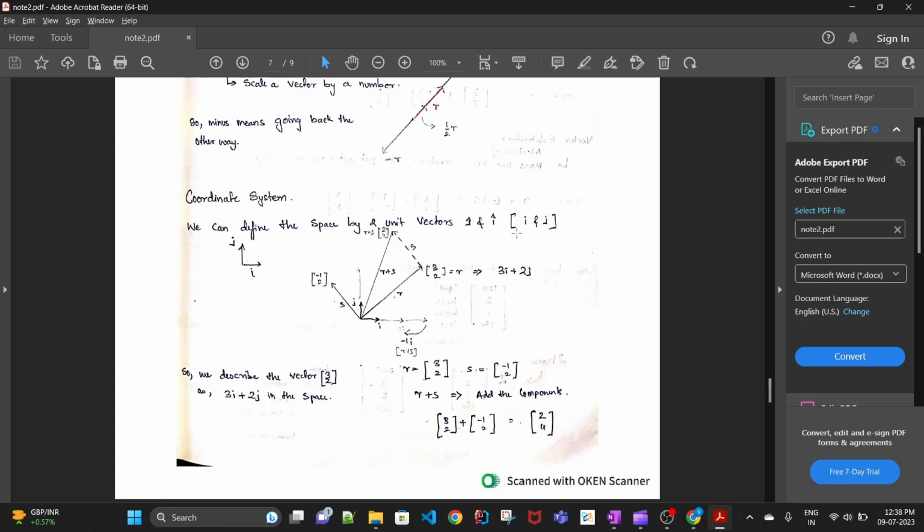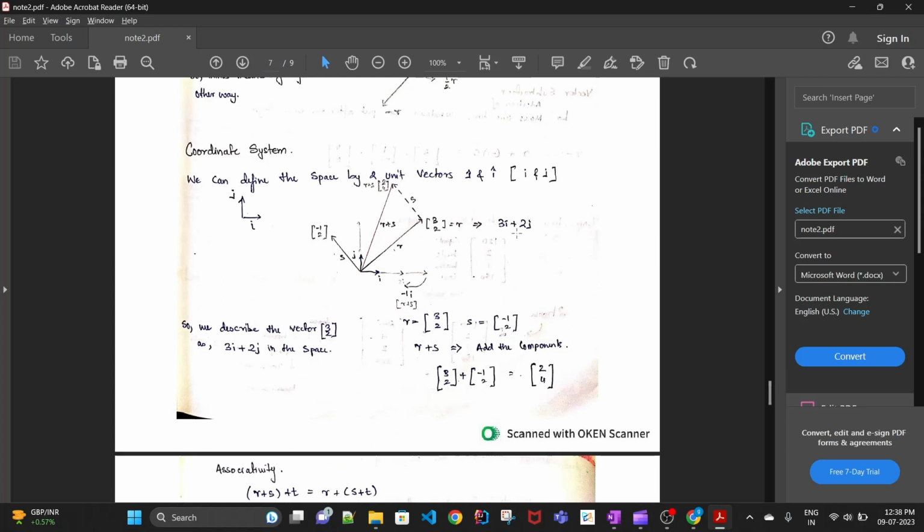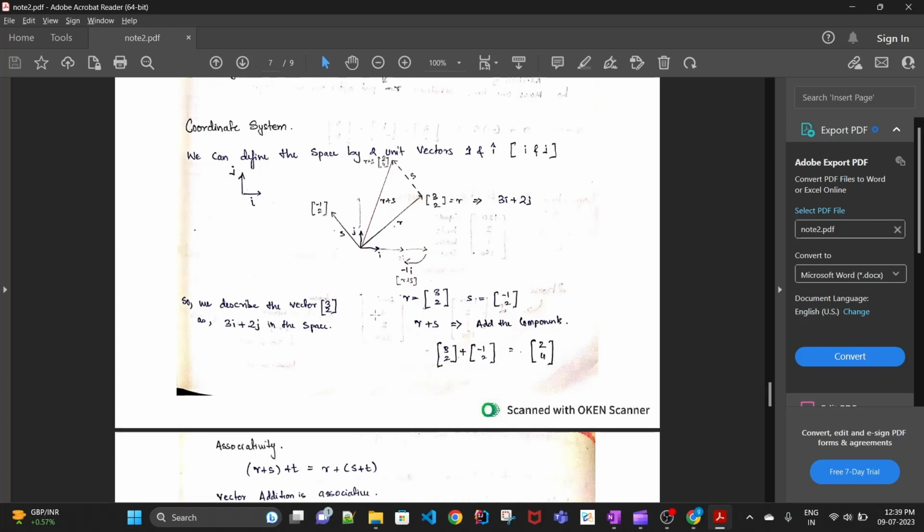Now let us understand the operations on vectors based on one more example. We can define a space with two unit vectors. For example, we have a two-dimensional space defined by two unit vectors i and j, and here we have two different vectors, vector r and vector s. Vector r has coordinates 3, 2, and if we express this in terms of unit vectors, 3i plus 2j is its representation. When we want to perform addition, we already know we will create a projection such that the head of the vector r touches the tail of the vector s.